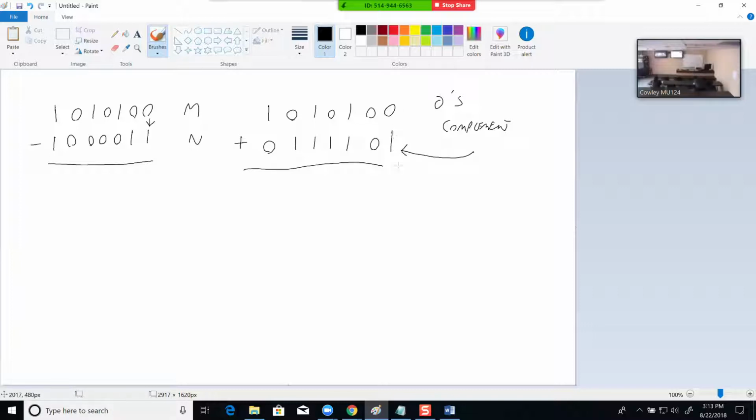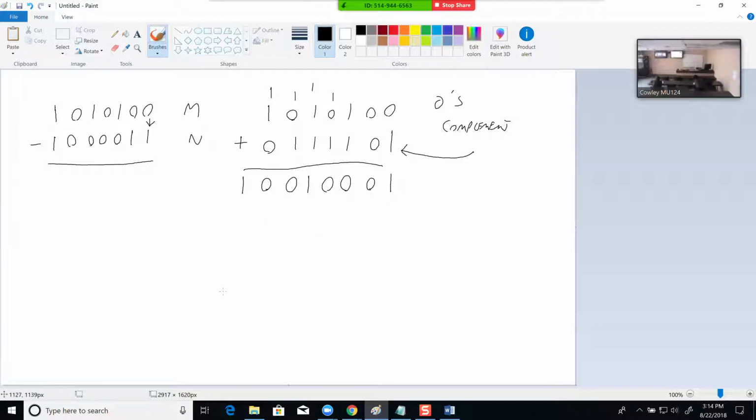Now we're going to add. 0 plus 1 is 1. 0 plus 0 is 0. 1 plus 1 is what? 2. So I put the 0 and I carry the 1. 1 plus 1 is 2, so I put the 0. I carry the 1. 1 plus 1 plus 1 is 3. So what do I put? 1 and carry the 1. 1 plus 1 is 2. So I put 0 and carry the 1. 1 plus 1 is 2, so I put a 0 and I carry the 1, right there. So we add like normal.